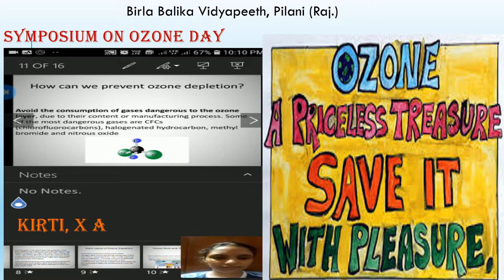So how can we all prevent this? Is there anything we can do to prevent this? Yes, of course we can. We can avoid the consumption of gases dangerous to the ozone layer. We can stop the use of CFCs. We can buy refrigerators that do not release CFC gas, and ACs also.